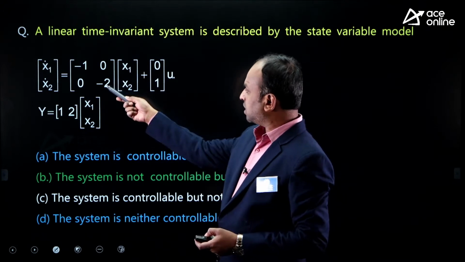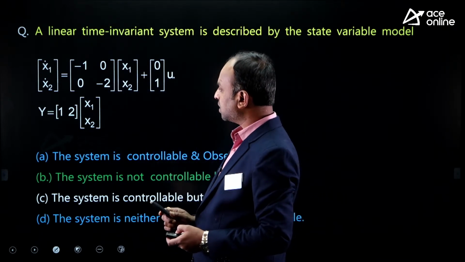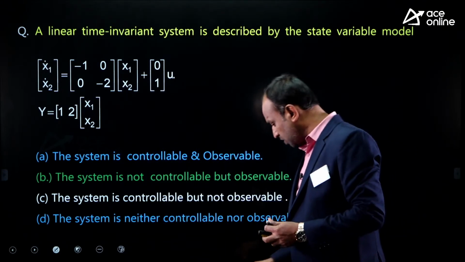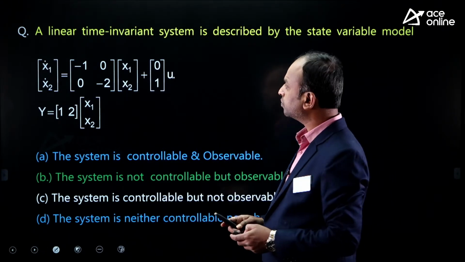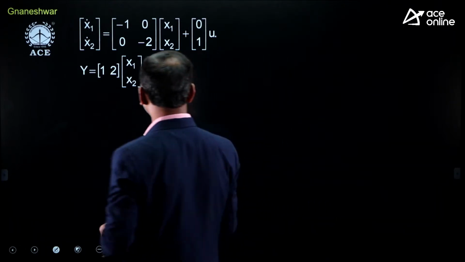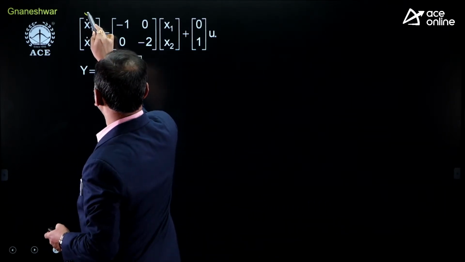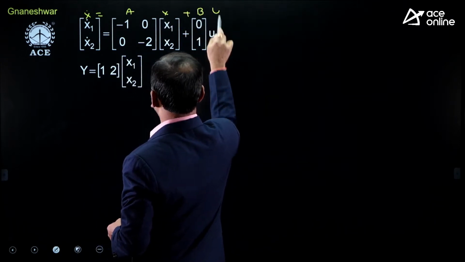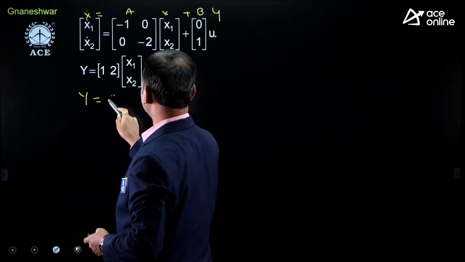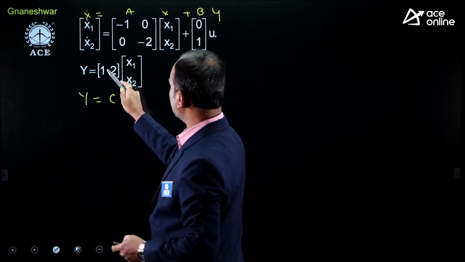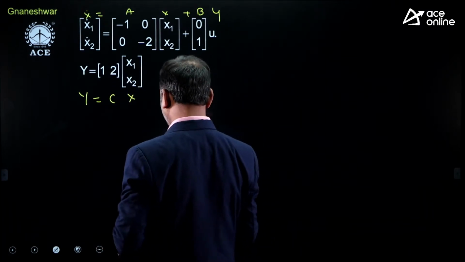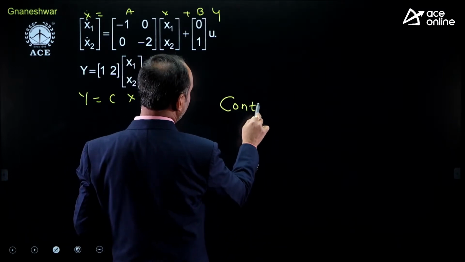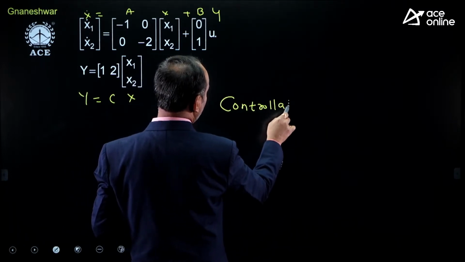The A matrix is given, the B matrix is given, the C matrix is given, and it asks whether the system is controllable and observable. How do we find this? x dot equals Ax plus Bu, and y equals Cx plus Du, with D equal to 0, and C is this one. For controllability, what do I have to write? This is the controllability formula.